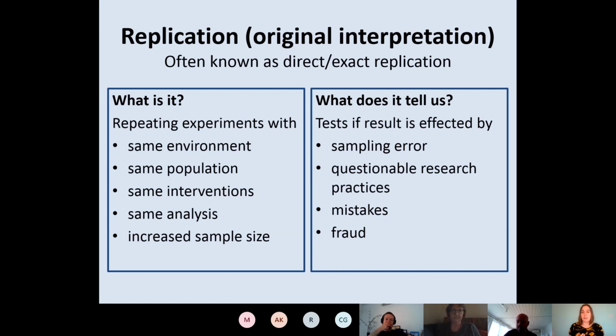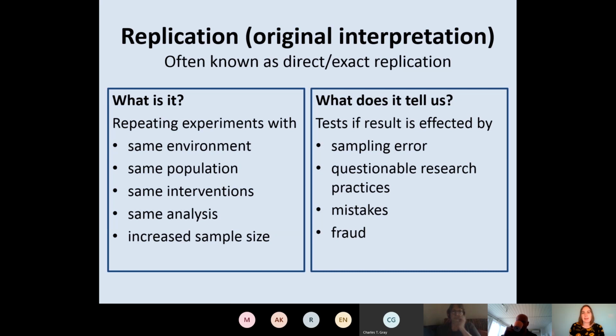Usually it's used in the context of experiments in the same environment with the same population, same interventions, same analysis, and usually they do it with an increased sample size because there's a concern that a lot of the literature doesn't have enough sample size to reliably find an effect. Therefore, if you replicate the study you might not find the same effect, but it doesn't necessarily tell you anything about whether that effect is a real relationship in nature. It might just be telling you more about how underpowered the original study is. So the idea often is to increase the sample size in the replication.